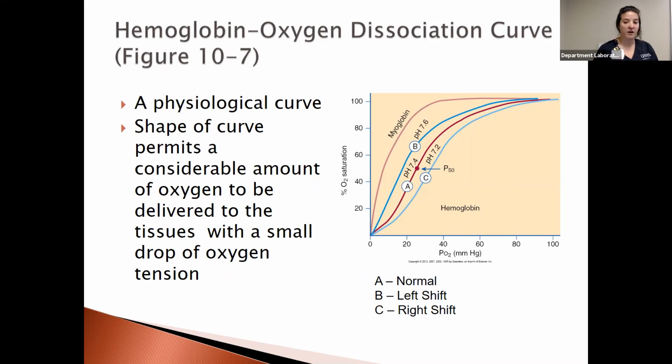Versus a left shift, notice that your oxygen dissociation curve has a lower amount of millimeters of mercury. So, the opposite of that. If you have an alkaline pH present in your blood and a decreased amount of 2,3-BPG, it will cause a left shift in that curve. Okay.